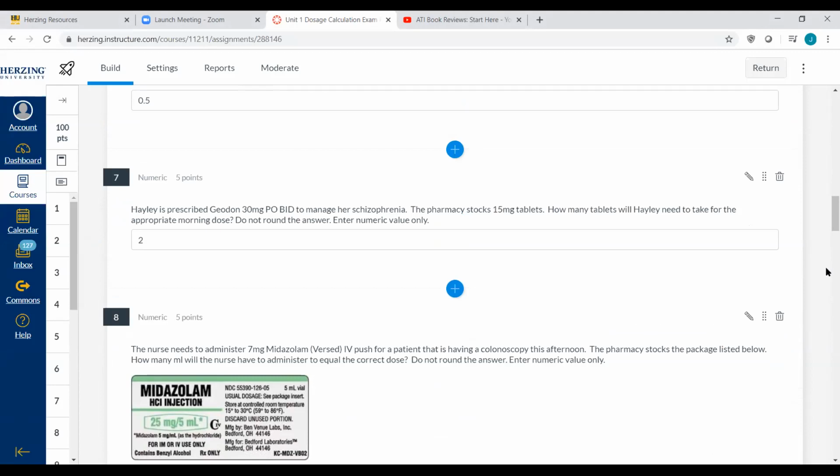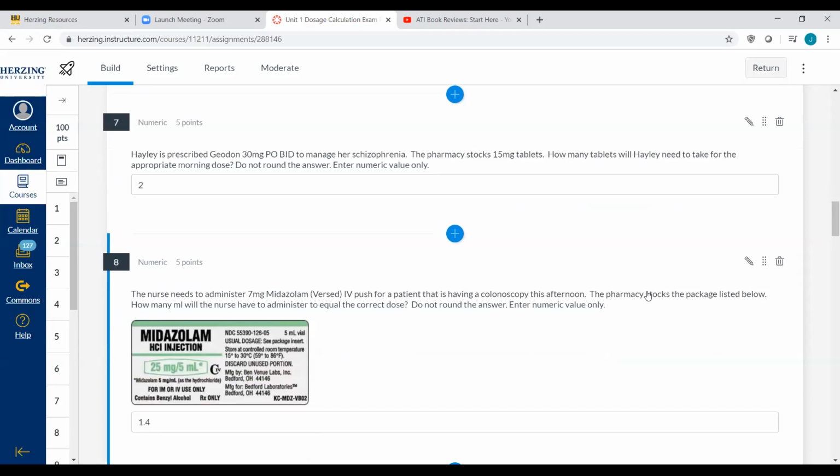1.4. Is that what everyone else got? I'm just trying to give everyone a minute to finish the problem if they didn't do that yet. Yeah, 1.4. Okay, good. So again, on your test, you're going to have two problems real similar because it'll have a medication label that you have to look at. So there's two like that.